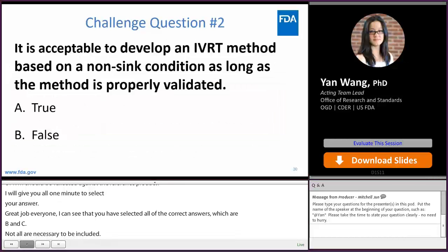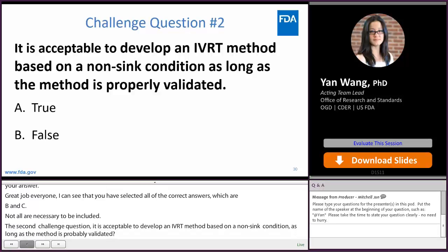Challenge question number 2. It is acceptable to develop an IVRT method based on a non-sink condition as long as the method is properly validated. Is this statement true or false? I'll give you a minute to make your decision.